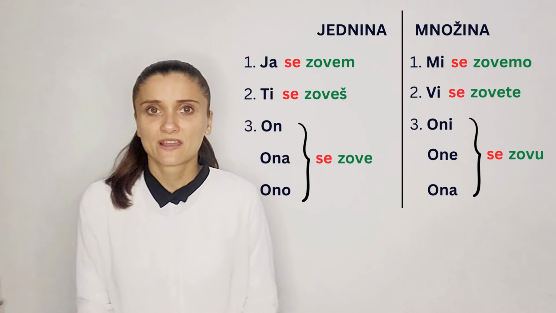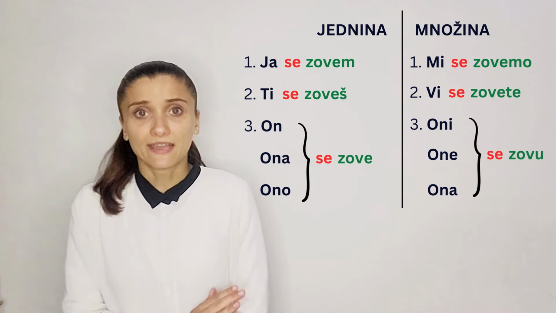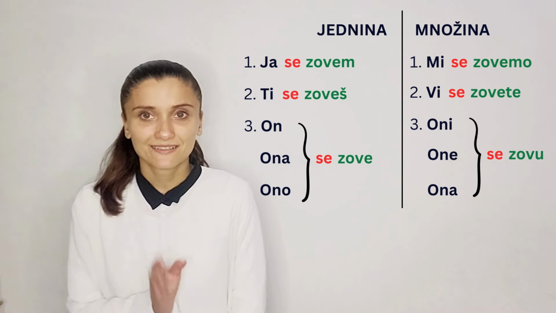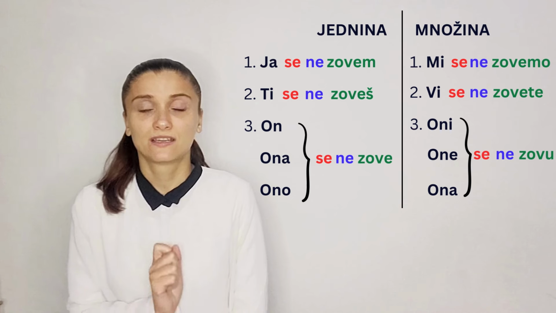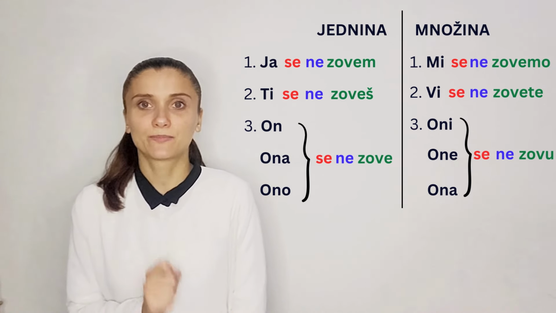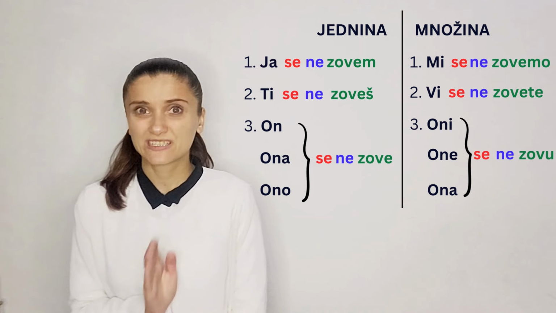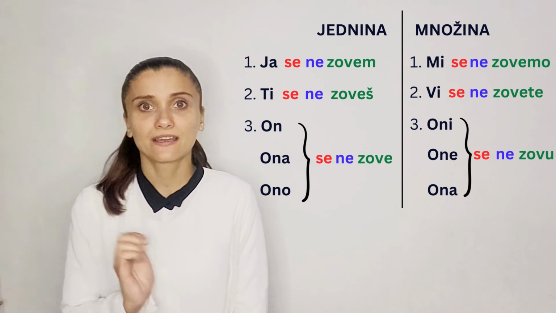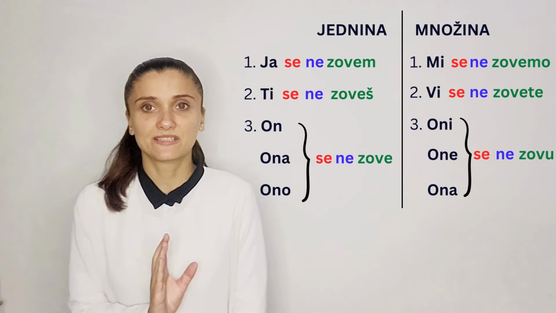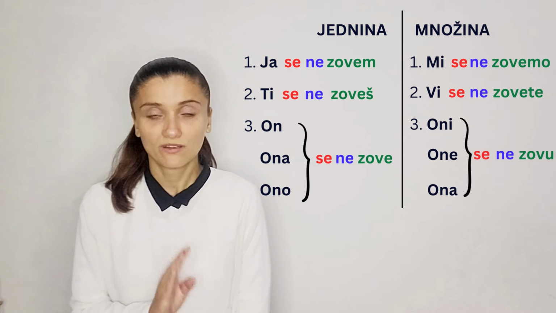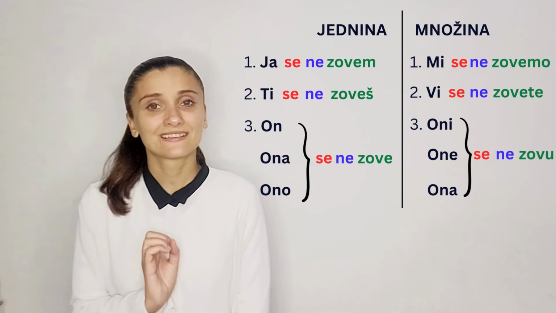And what about the negative form? Actually, it depends on whether you are using pronouns or not. So let's first see how the negative form looks when you are using pronouns. When you have pronouns, then you put ne between se and the main part of the verb. That means negation. It means no. Okay?